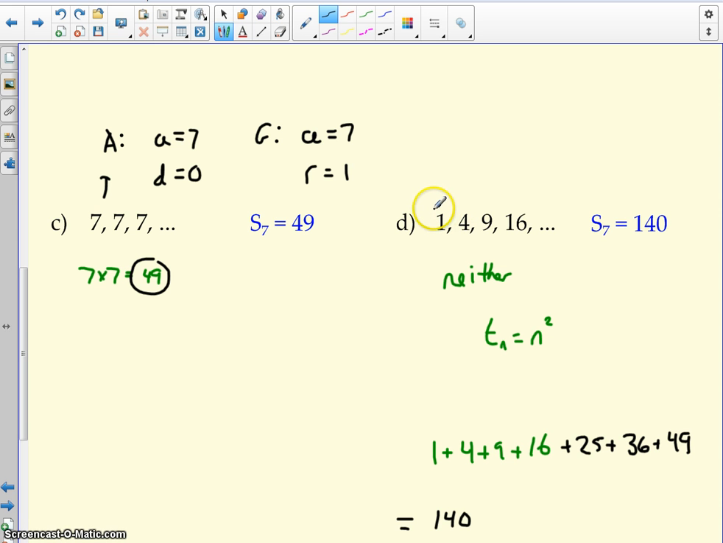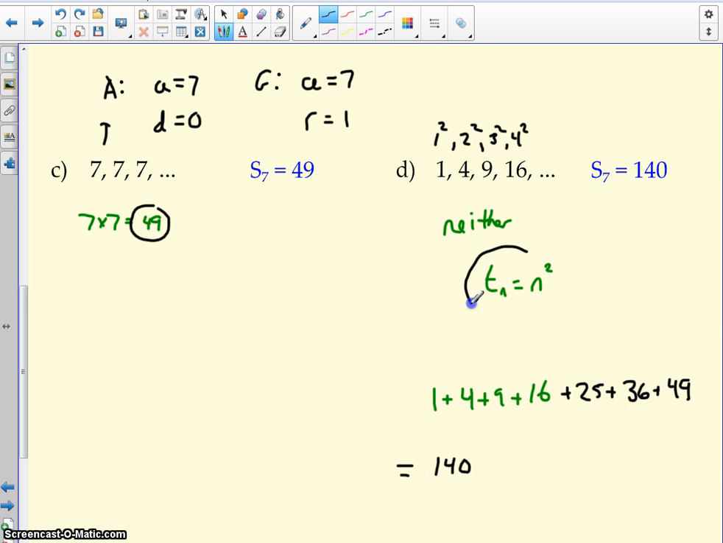Looking at D, D is neither arithmetic nor geometric. There's no common difference or common ratio to go from one term to the next. If you look at the pattern, though, the first term is 1, which is really 1 squared. Your second term is 4, which is 2 squared, and then 3 squared, and 4 squared, and so on and so forth. So you can always generate each term by taking the term number and then squaring it. As it turns out, your general term is just Tn equals n squared.